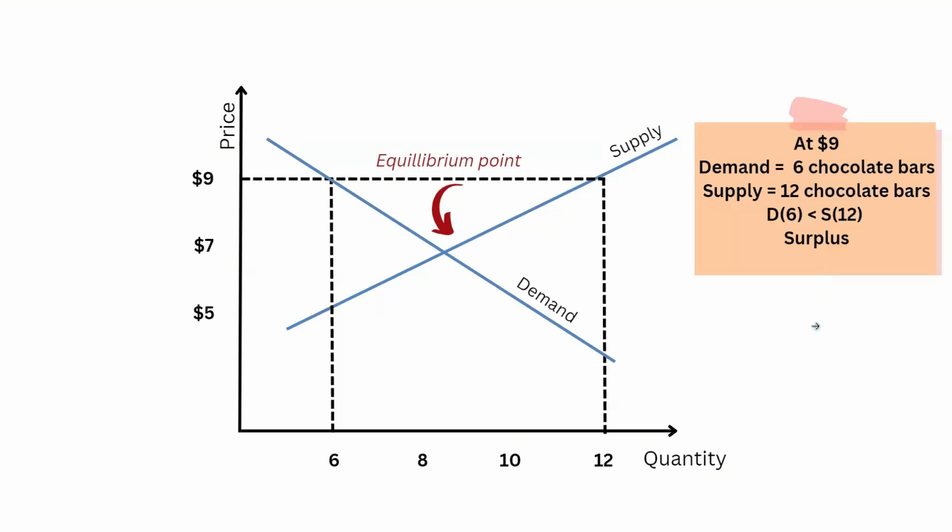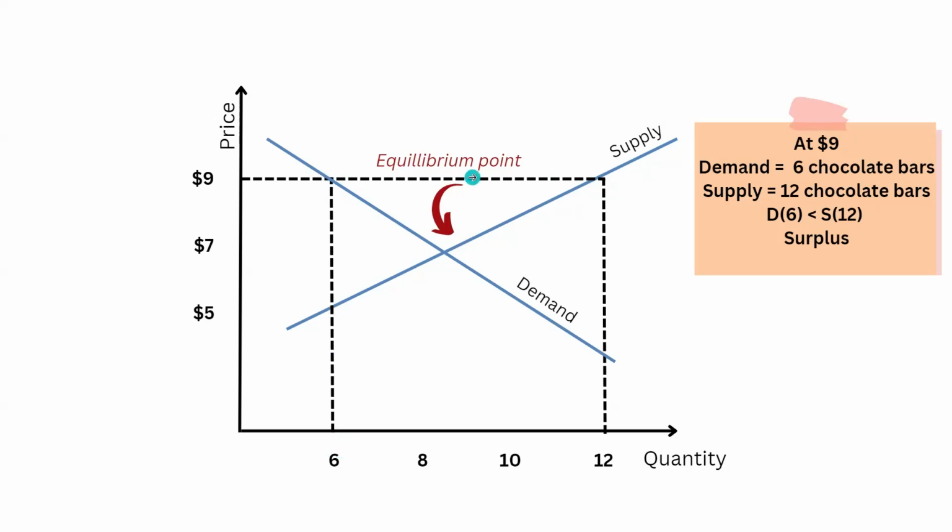Now let's look at the graph if the price of the chocolate bar is $9. So now this is the equilibrium point, but I would do the same thing. Just stretch out a line from the $9 horizontally. Wherever it touches, for example, it touched the demand line here, I would stretch it down. It touches the supply line here, I would stretch it down.